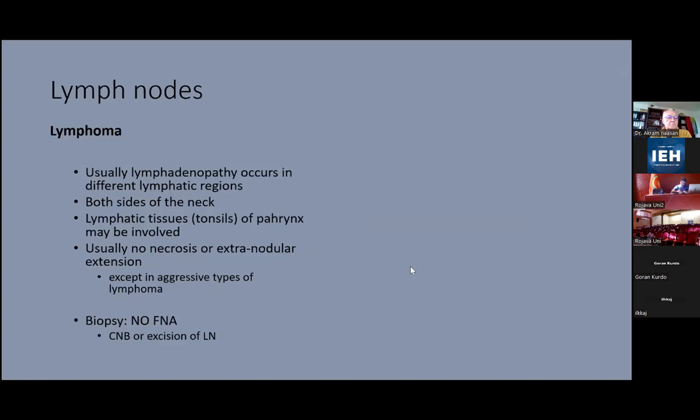Lymphoma, usually you see lymphadenopathy occurs in different lymphatic regions. In the neck, it might be on both sides of the neck, but you might see it in one region or in one lymph node. Also, you might see lymphatic changes in the lymphatic tissue of the pharynx, the tonsils. Usually, they are homogeneous. There is no necrosis or extranodular extension, except when you have an aggressive type of lymphoma. And you have to remember that you have to take a core needle biopsy because the diagnosis cannot be made on cytology. It should be histopathology.